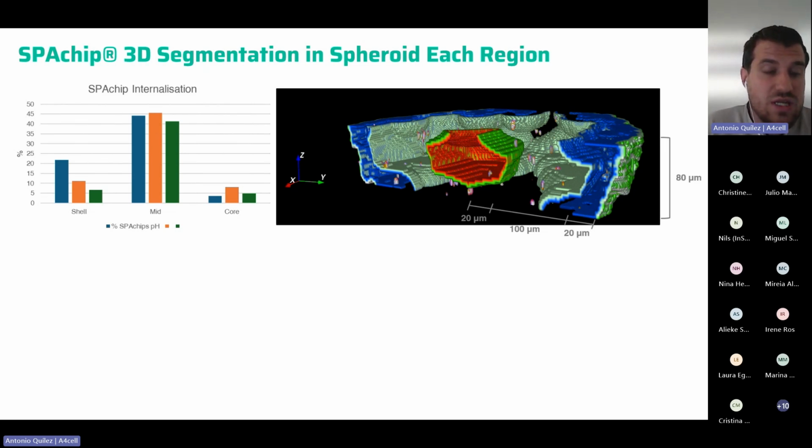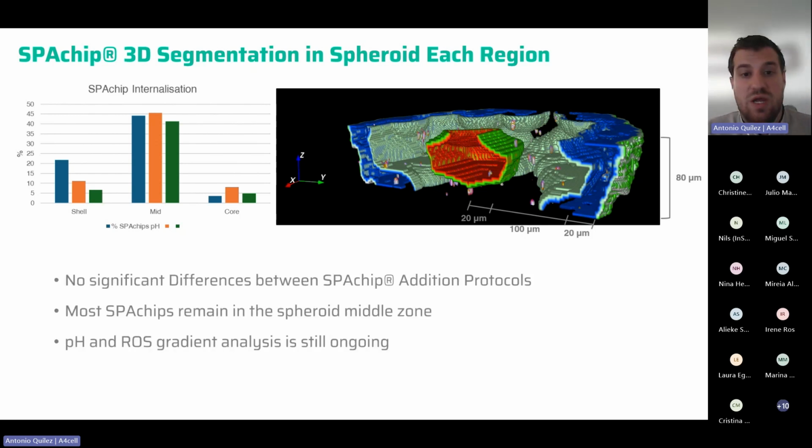But what we can assume is that there is a similar distribution of SpheroCHECKs in all three zones using the different procedures. So we cannot see significant differences between adding the SpheroCHECKs at different time points. Most SpheroCHECKs remain in the middle zone because that's the largest one that we have defined, and we hope we can publish soon some differences in pH and reactive oxygen species gradients that we are still analyzing and further characterizing.